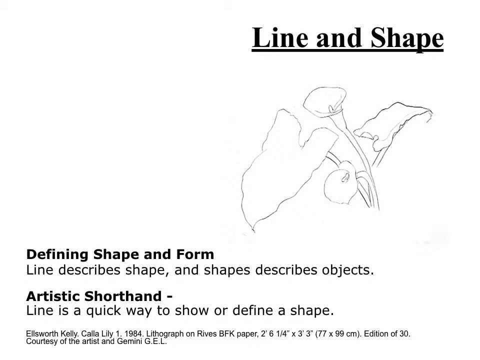So lines and shapes tend to go together. We talked about this before, the difference between an outline and a contour line. But we can think about line as describing specific shapes and objects. Line is a quick way, it's sort of an artistic shorthand to show or define a shape.